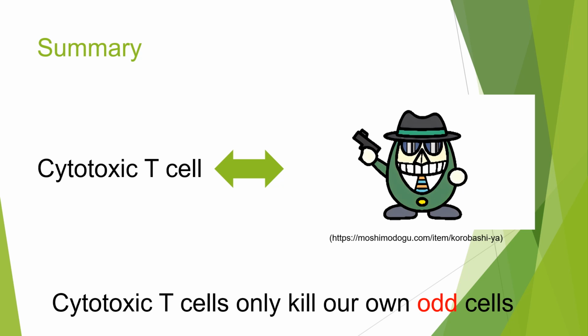Cytotoxic T cells receive antigen presentation from dendritic cells, then recognize and kill abnormal but originally our own cells, such as virus-infected cells or cancer cells.